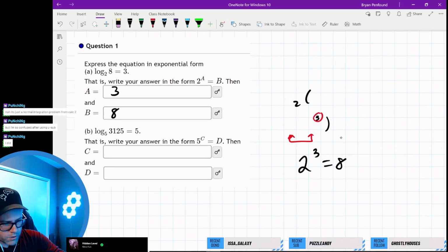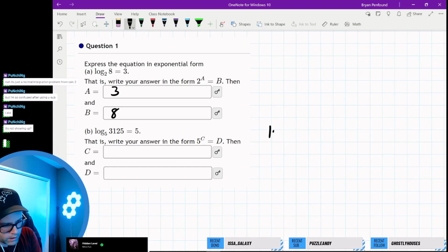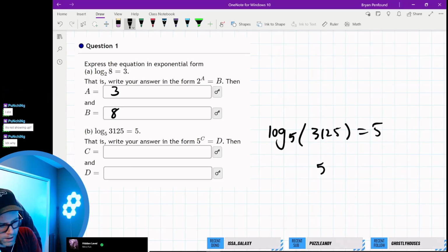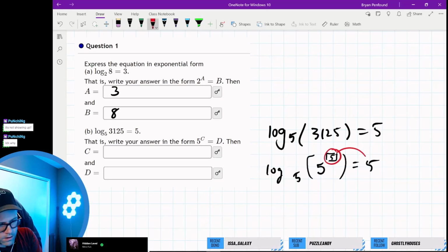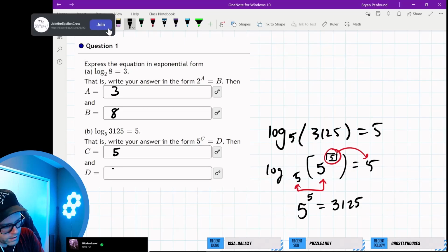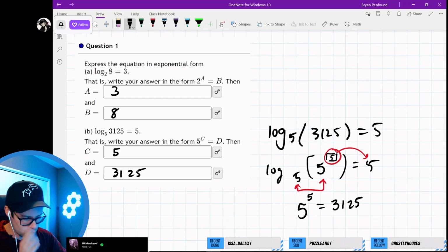So how do I want to think about this one? So this next one is I have log base 5 of 3125 is equal to 5. So if I could rewrite 3125 as a power of 5, that would be super helpful. And this equation, I think, is telling me that 5 is the answer, right? Because this goes here, and these two things have to be equivalent to each other. So we're basically saying that 5 to the power of 5 is equal to 3,125, which seems reasonable. So C is going to be 5, and D is going to be 3,125.